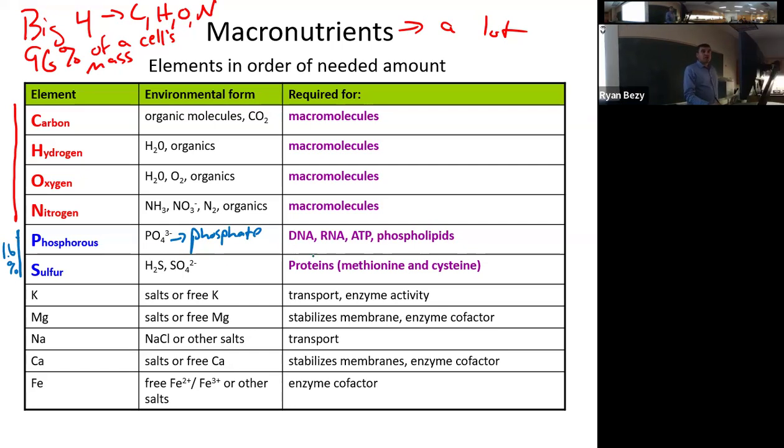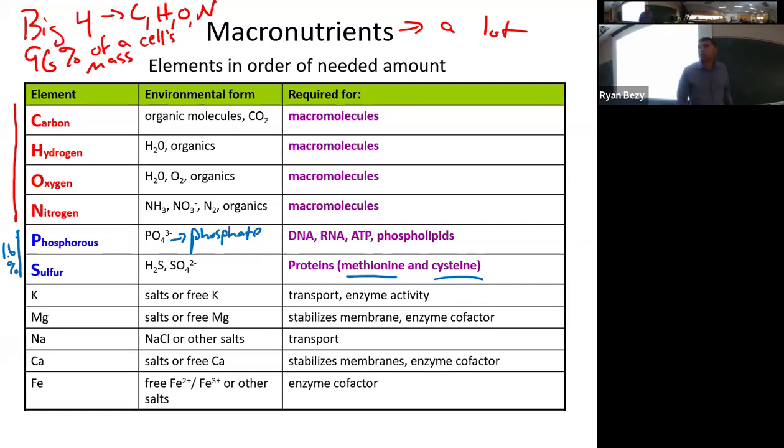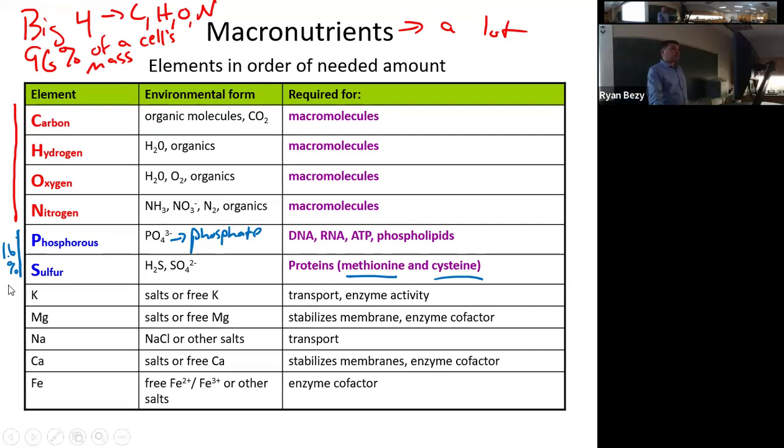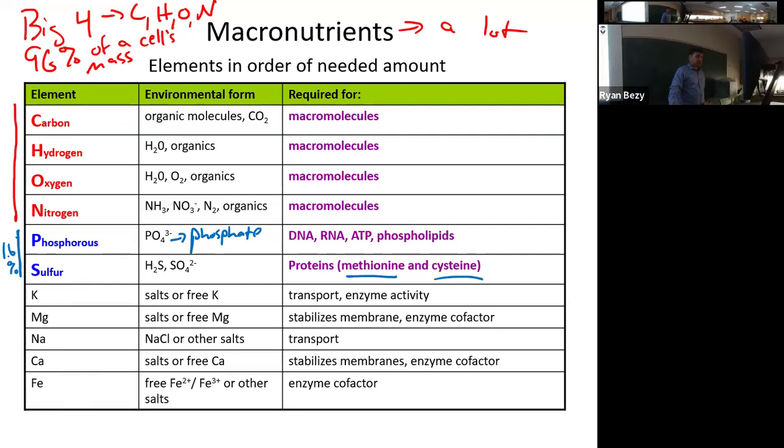Sulfur. You need a lot of sulfur for 2 of the 20 amino acids, methionine and cysteine. Methionine has sulfur in it. Cysteine has sulfur in it. You also need quite a bit of potassium, magnesium, sodium, calcium, and iron. So these are what are considered the macronutrients, not just for bacteria, but pretty much for all cells, by the way. Almost all cells need quite a bit of these particular things.